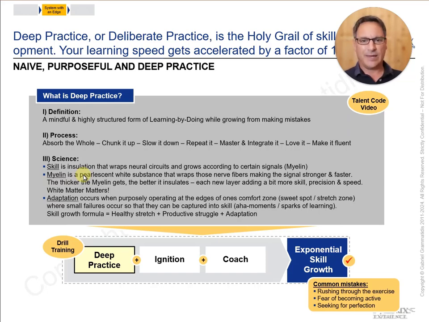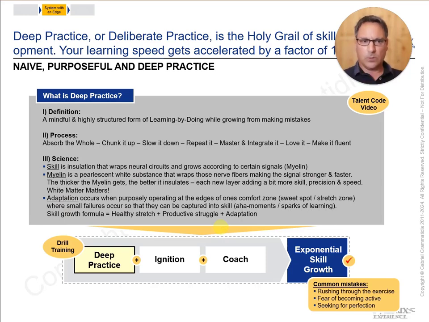So there's some science behind skill. You need to myelinate, right? Repeat it so your neural circuits grow strong. It's about myelin and the adaptation process. You can read about it. I'm not going into detail here.